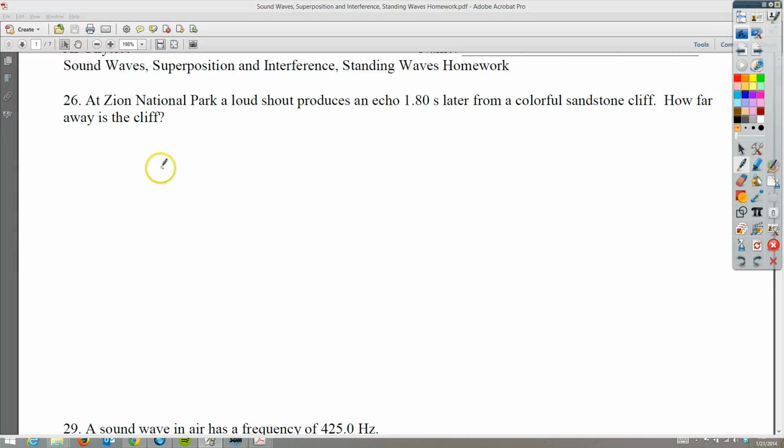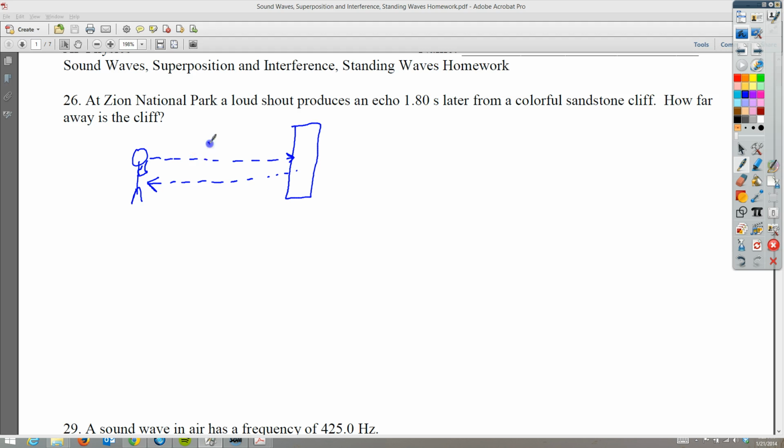Okay, this is a pretty common problem. This is number 26. It says at Zion National Park, a loud shout produces an echo 1.8 seconds later from a colorful sandstone cliff. So here you are, and you shout all the way across, and your sound travels over to the cliff, but you have to remember that then the echo comes back.